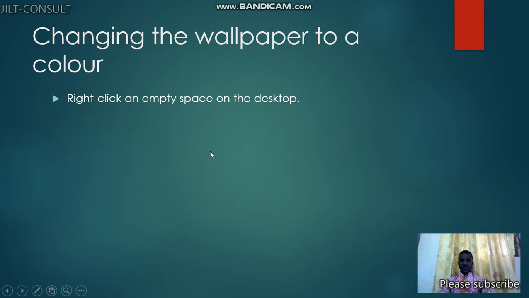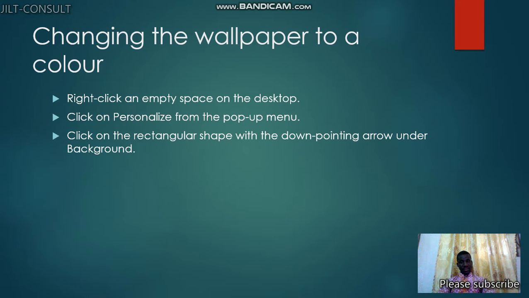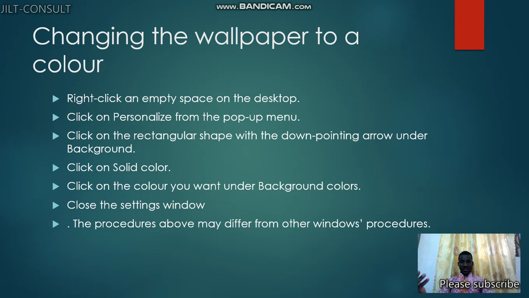Good. So wallpapers. Now this is another step, changing the wallpaper to a color. So step 1, right click on an empty space, click on personalize, click on the rectangular shape with the down pointing arrow. I'm going to show you that. And we click on solid color, then we are going to what? To select the color that we want, and then we close the window and we are done. Let's do that.